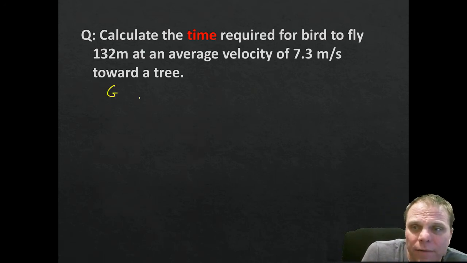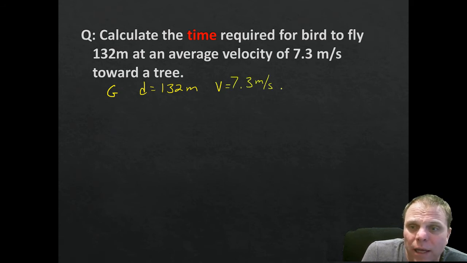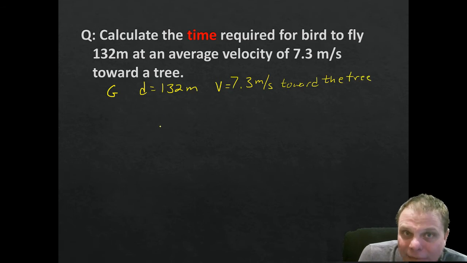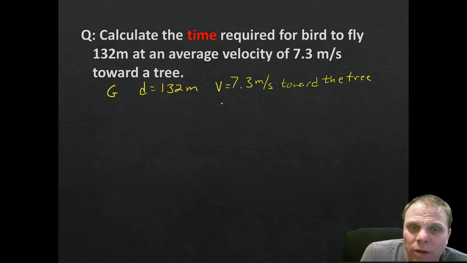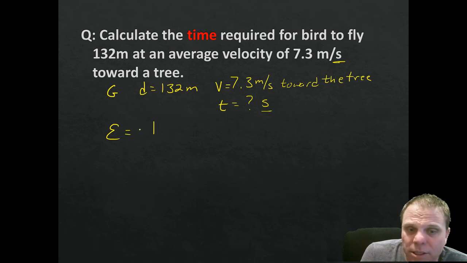Okay, again, got to start with our givens, right? And so we have distance is equal to 132 meters. And now we've been given velocity, and it's 7.3 meters per second. And we can just say toward the tree. Now we're writing that out because we want to remind ourselves that we are given velocity. And then we are trying to figure out the time. And so that equals question mark. And since we were given seconds here, then we know that we've got to solve and come up with seconds. Our equation is the same one we just dealt with, right? But in this case, we're going to be dealing with velocity.